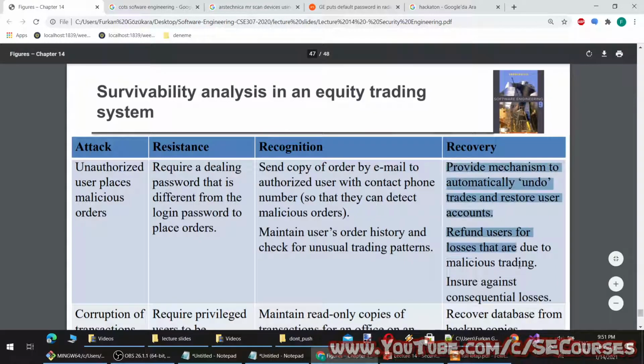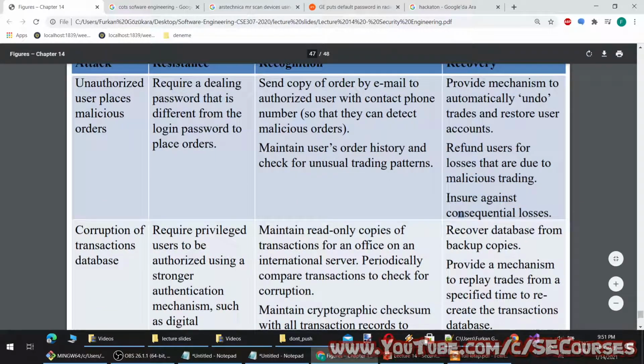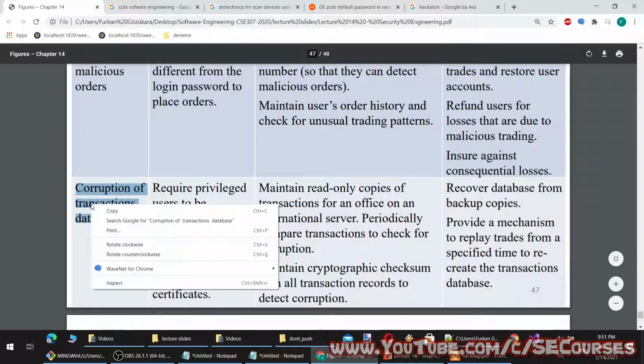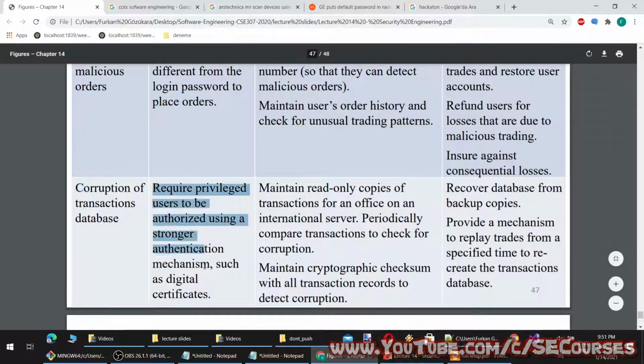And what is the recovery? Provide a mechanism to automatically undo trades and restore user accounts. Refund users for losses that are due to malicious trading. Ensure against consequential losses. Okay, so another attack type is corruption of the transactions database.